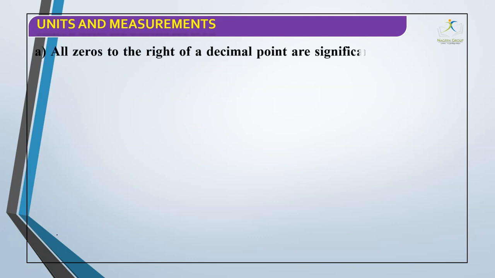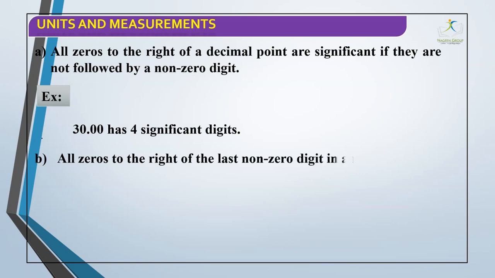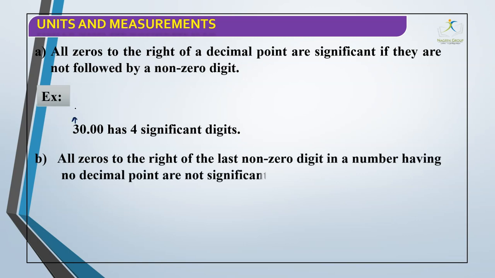All zeros to the right of the decimal are significant if they are not followed by a non-zero digit. For example, like this, this has 4 significant digits. If I'm just taking, see, the first one is a non-zero. So the thing which we have to remember, if the question is like that, it has one significant figure.